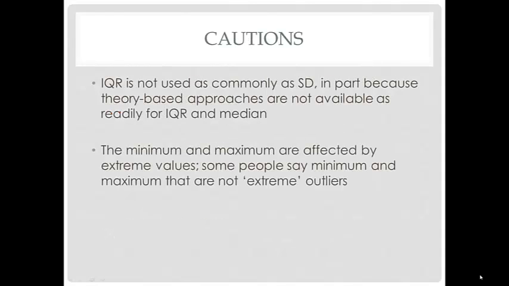A couple of words of caution. The IQR is not used as commonly as the standard deviation. In part, this is because theory-based approaches are not available as readily for the IQR and the median. And finally, in that 5-number summary, when you report the minimum and the maximum, realize that those are very affected by extreme values. So some people actually say the minimum and the maximum that are not extreme outliers. So what's the smallest data value that's not an extreme outlier? The biggest data value that's not an extreme outlier?